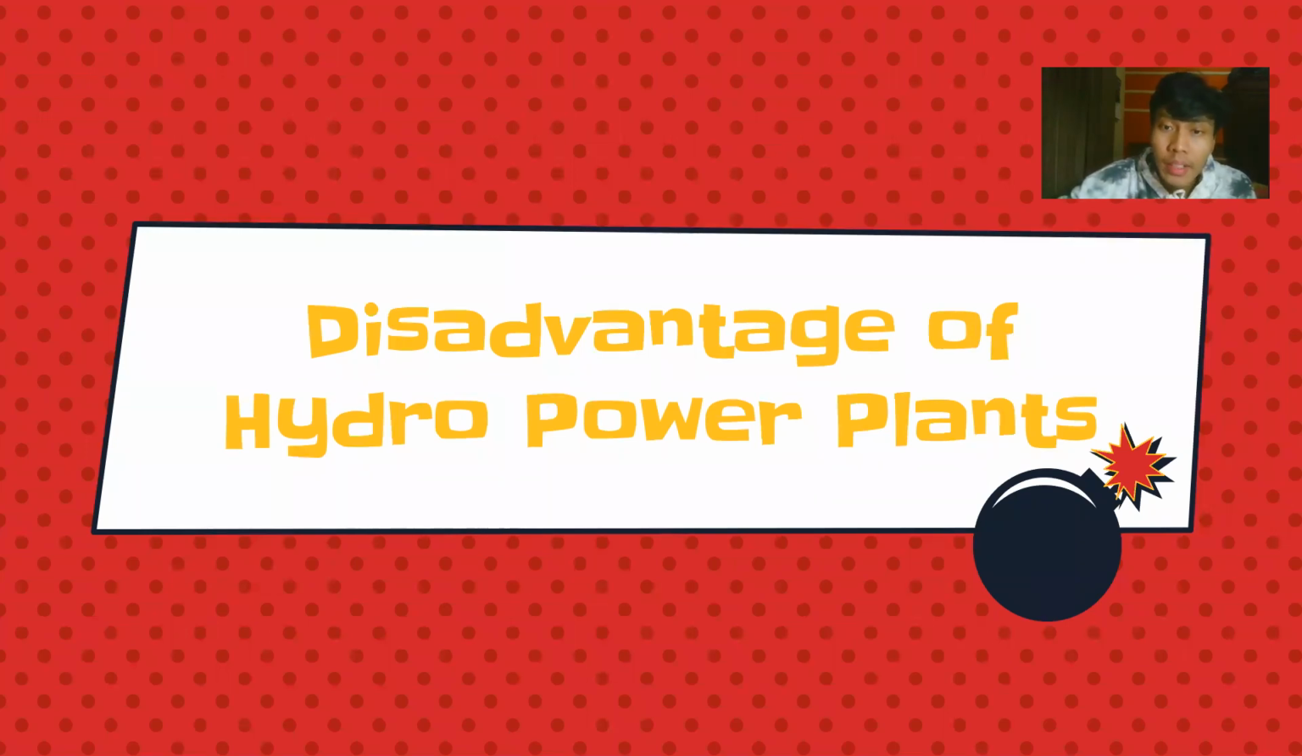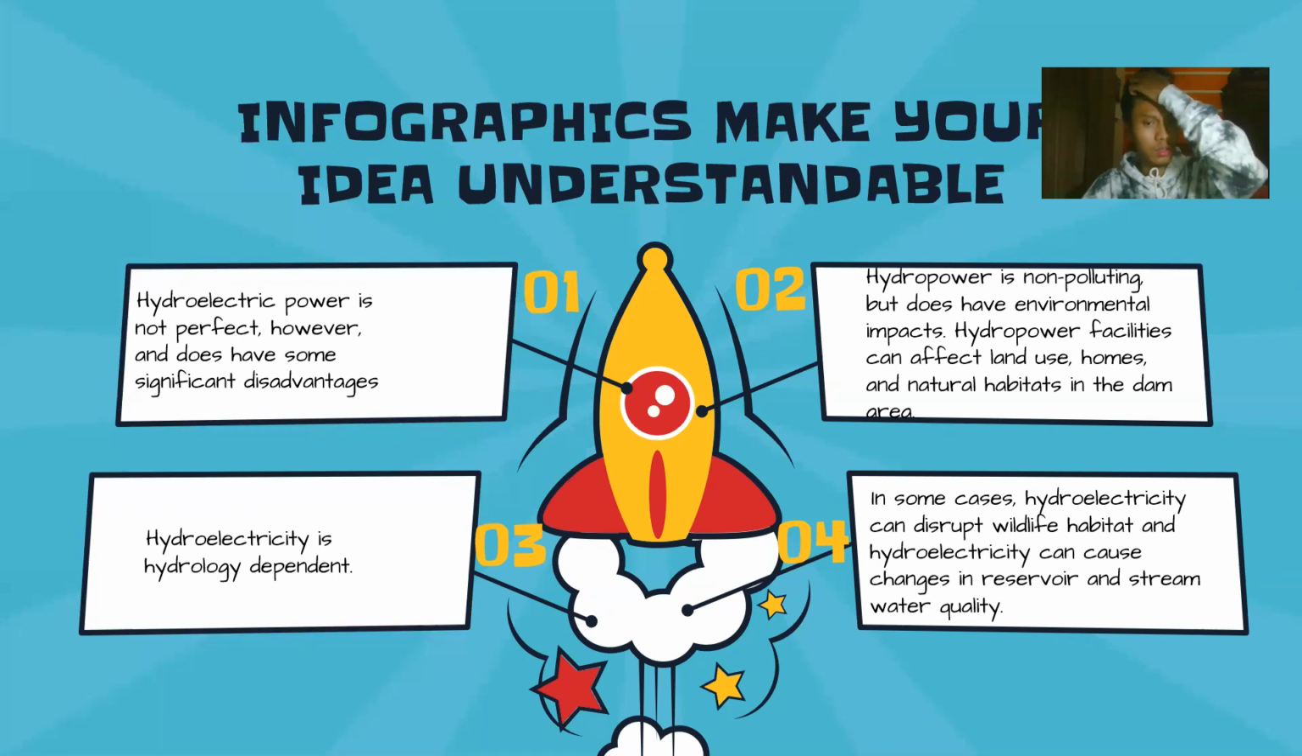Next are the disadvantages of hydropower plants. The first is that hydroelectric power is not perfect, however, and does have some significant disadvantages. The second is that hydropower is non-polluting, but does have environmental impacts. Hydropower facilities can affect land use, homes, and natural habitats in the dam area. Hydroelectricity is hydrology dependent, and in some cases it can disrupt wildlife habitat and cause changes in reservoir and stream water quality.